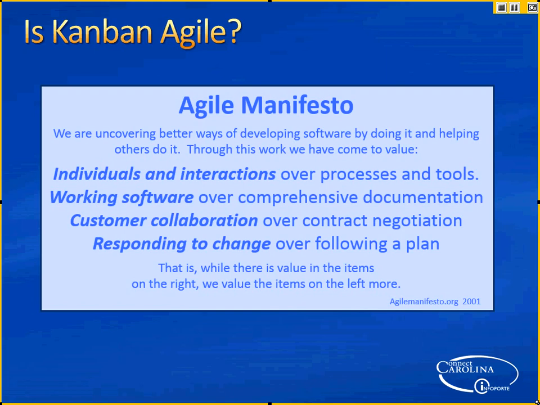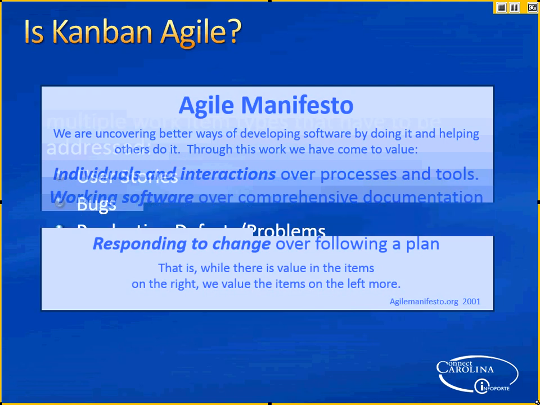Working software over comprehensive documentation. Is that still true? Customer collaboration over contract negotiation. Still true? Still the same, yeah. And responding to change over following a plan. Right? And the key is flexibility. Exactly. And the fact that anything can get into the backlog at any time. So yes, it's quite different, but Kanban is still an agile approach.